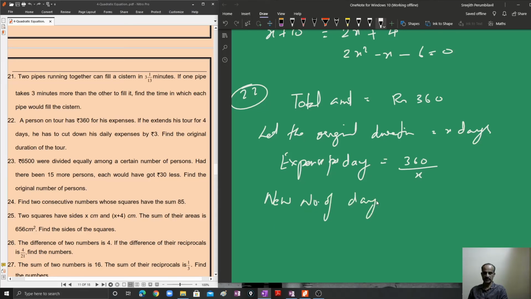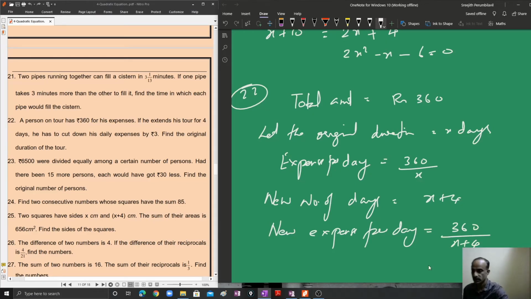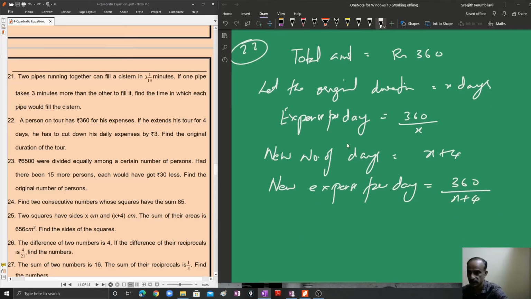He extends the days by 4, so x plus 4. The new expense per day is 360 divided by x plus 4, and now it would be rupees 3 less. The change is 3, larger minus smaller.